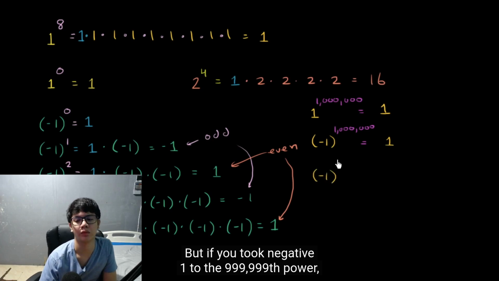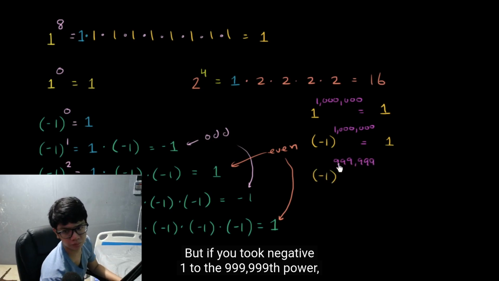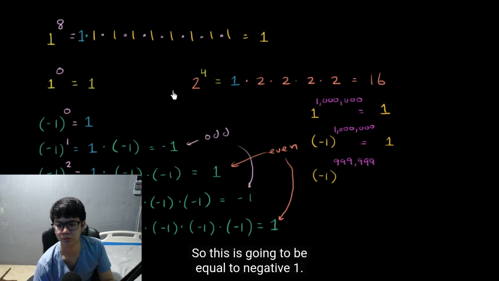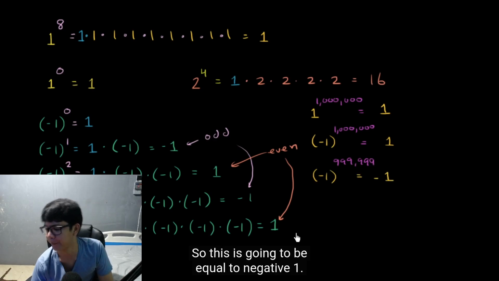But if you took negative 1 to the 999,999th power, this is an odd number. So this is going to be equal to negative 1.